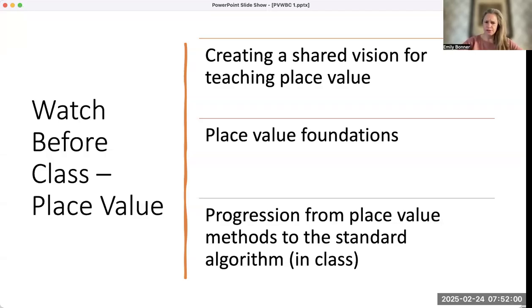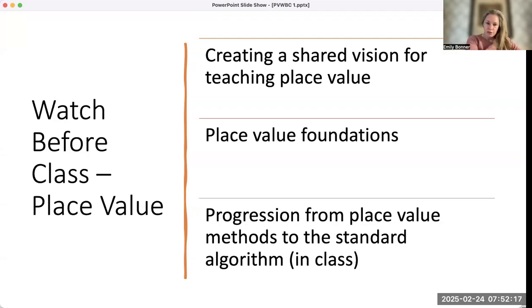Today's slides look a little bit different just because this is the way that it worked best for me for this one. So I don't have my Bitmoji and all of that, but that'll be back next time I see you in class. So today is going to be a pretty quick Watch Before class just to kind of prep us for what we're going to do in class.